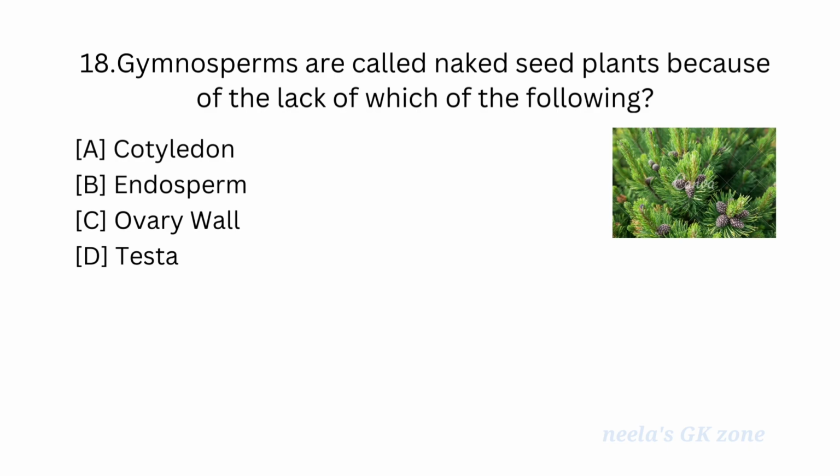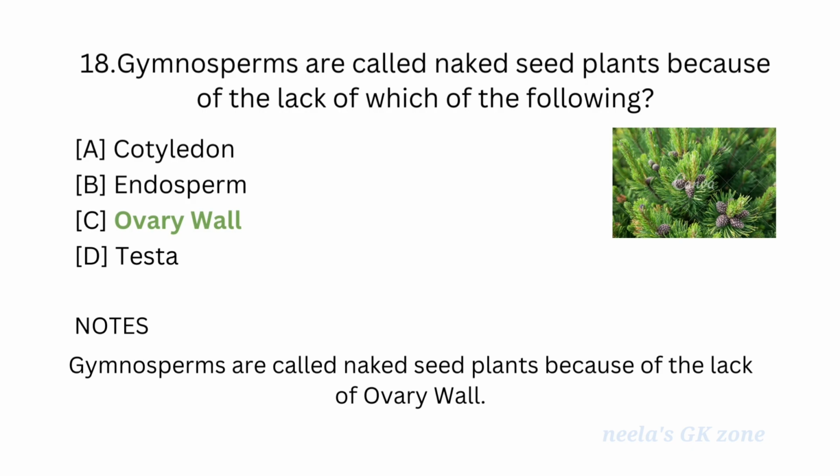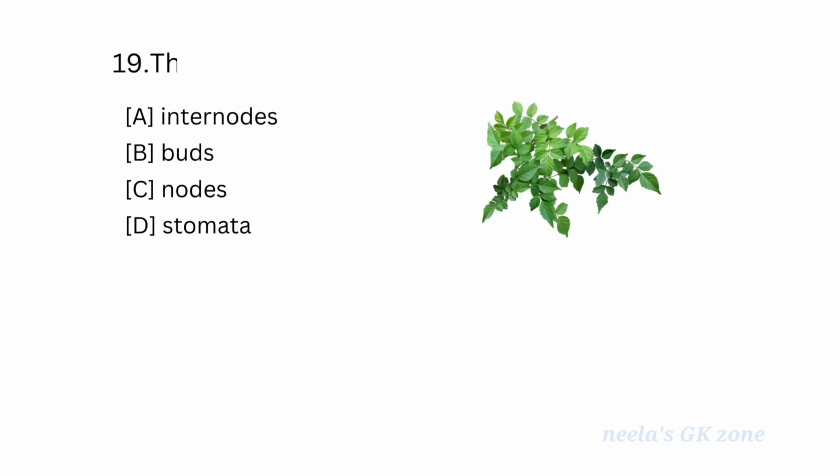And the next question is, gymnosperms are called naked seed plants because of lack of which of the following? Answer is ovary wall. Notes: gymnosperms are called naked seed plants because of lack of ovary walls.